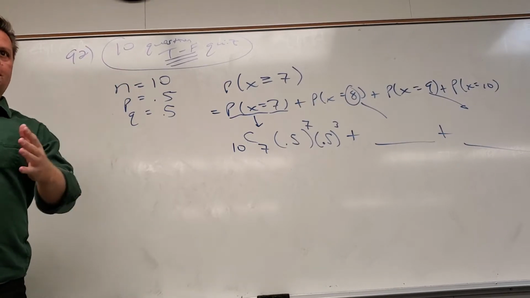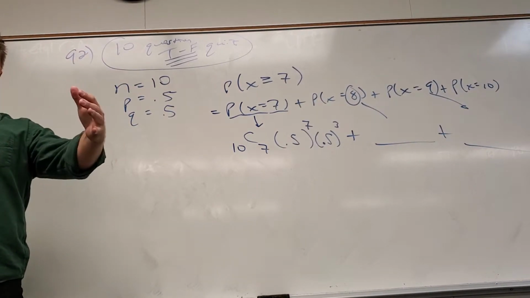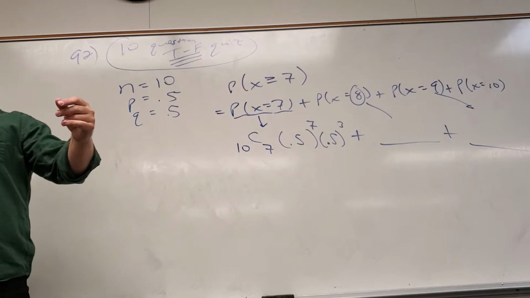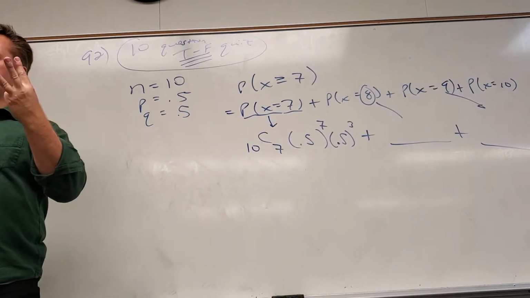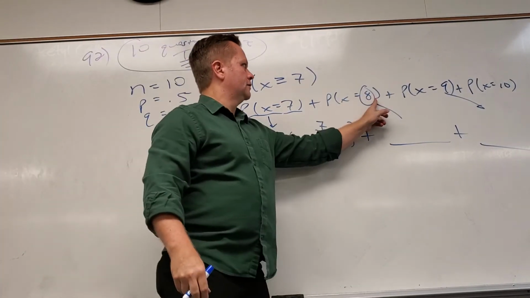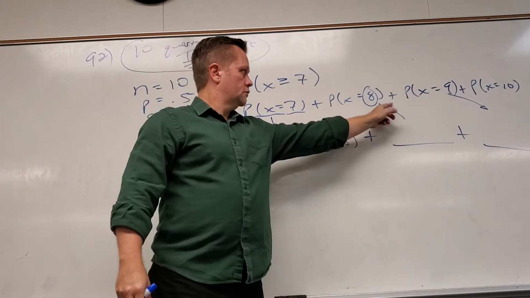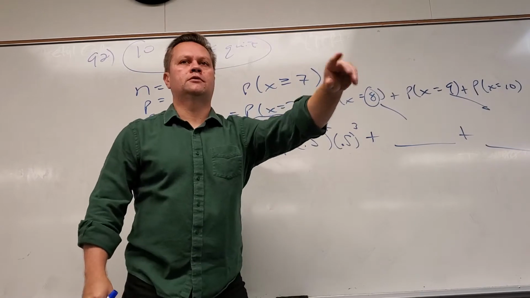Okay, 8 will be 10. Yes, if you have 10 total things and 7 of them are this way, how many are the other way? 3. I like it. So this one will be 8 and 2 and so forth. So again, I said that before.